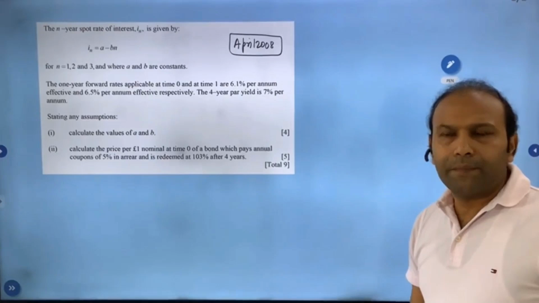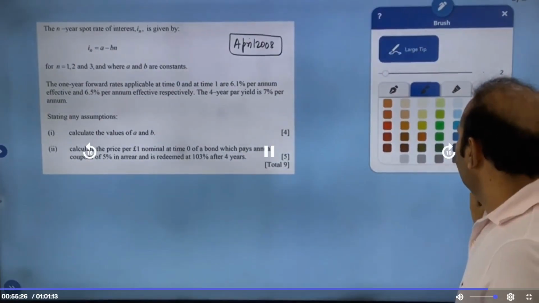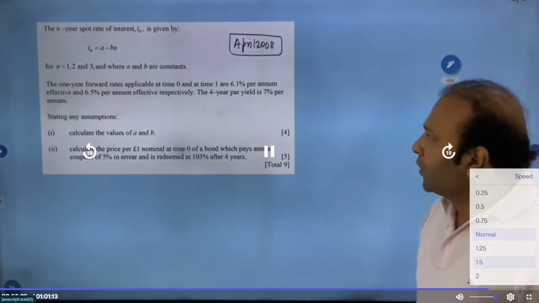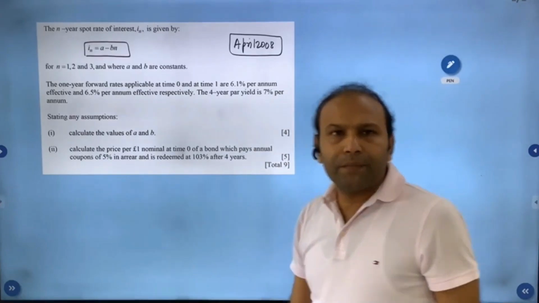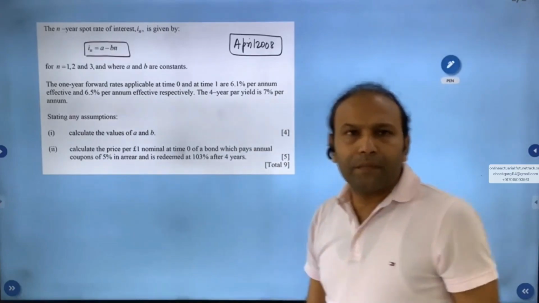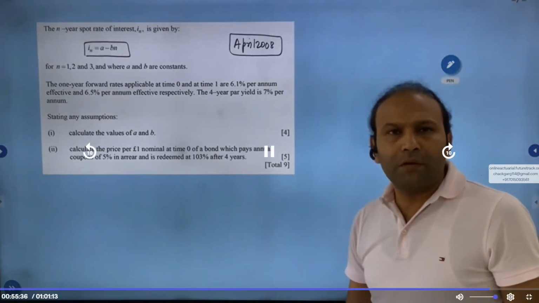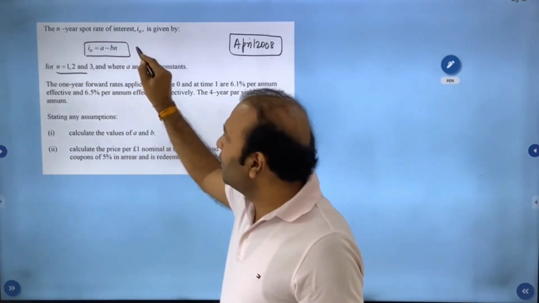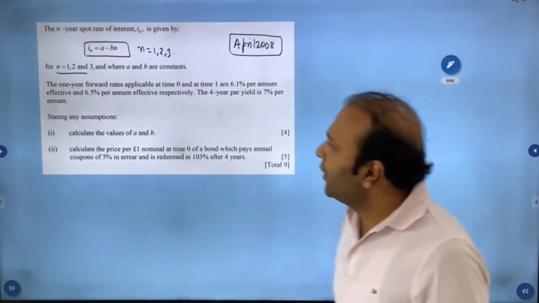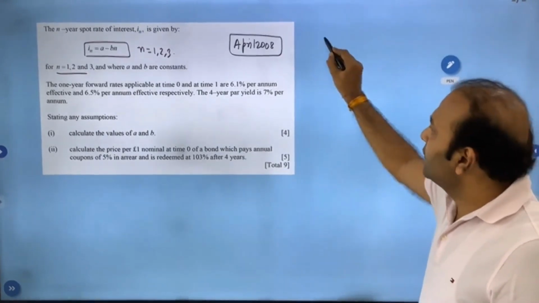Minus is coming. Plus, what the question says: the N-year spot rate is given by I_N equal to A minus BN. Class, they have changed the notation. Rather than writing Y_N, they have written I_N. Now, N is taking 1, 2, 3. Class, this formula is only defined for N equal to 1, 2, and 3, where A and B are constants.